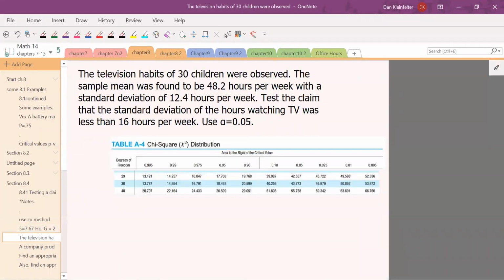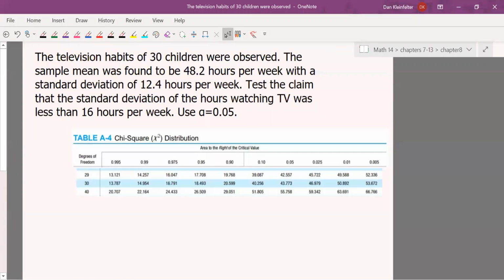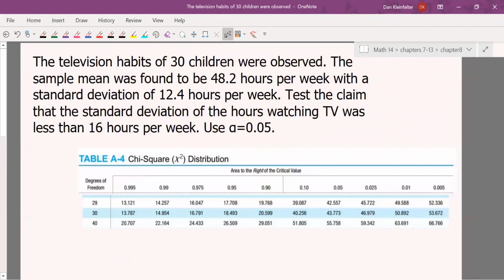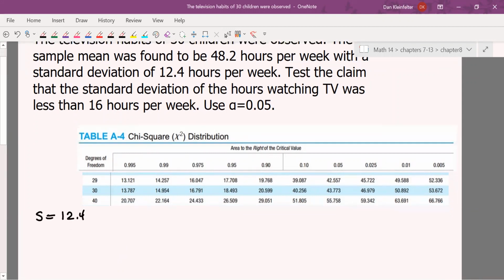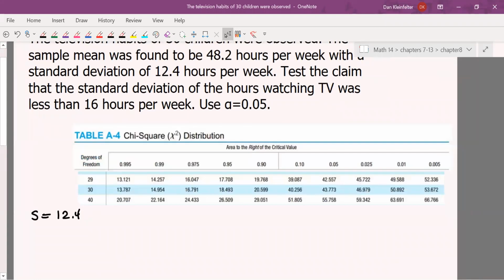So here it says the television habits of 30 children were observed. The sample mean was found to be 48.2 hours per week with a standard deviation of 12.4 hours per week. So we're given the sample standard deviation. Test the claim that the standard deviation of the hours watching TV was less than 16 hours per week. Use an alpha of 0.05.